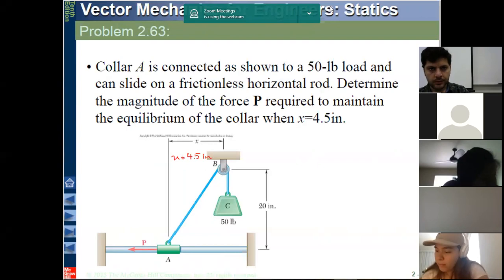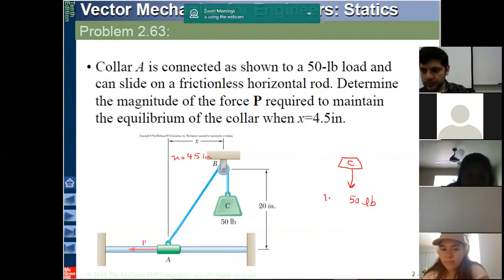Exactly, yeah. Kevin, yeah, tension forces equal to the weight force, because if we draw the free body diagram for the weight, so this is weight C, we have vertical force equal to 50 pounds. This is the weight force, and there's a cable force, TCB.